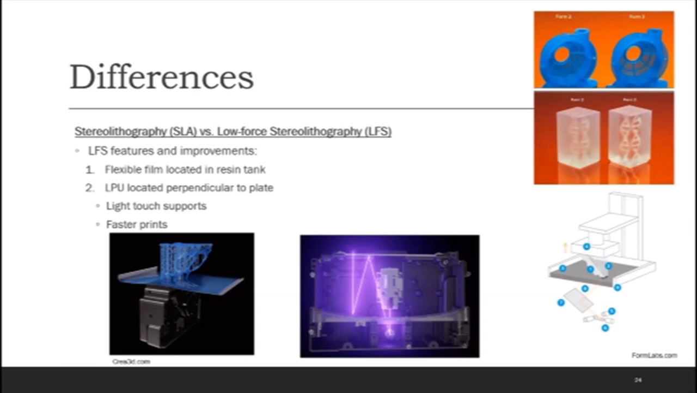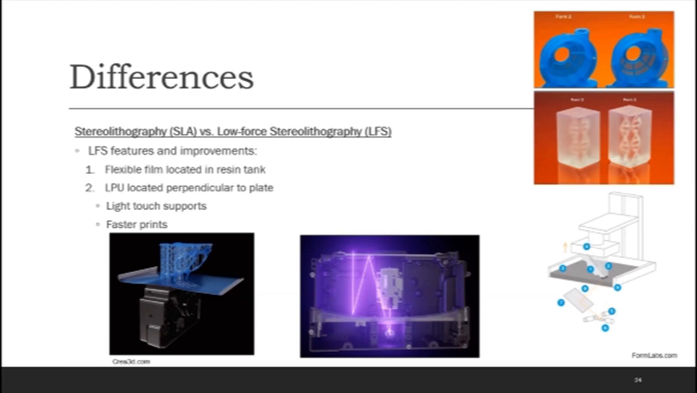So after the layer cures, the object has to detach to start the new one. And by having a flexible film, you see that it deflates upwards when the build plate is actually moving upwards and removing the object. So this helps reduce the peel forces between those two areas.